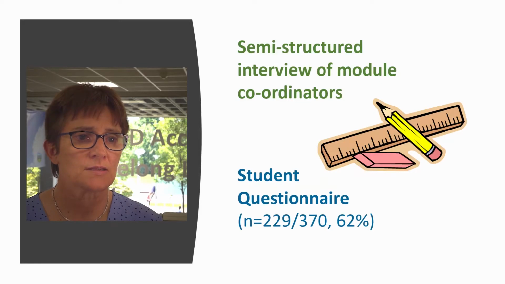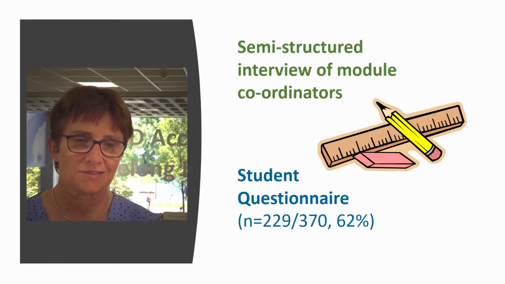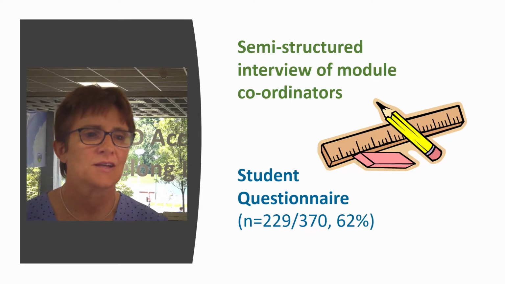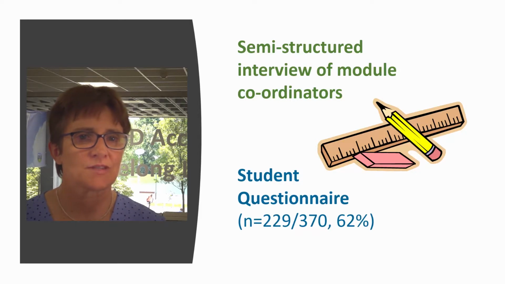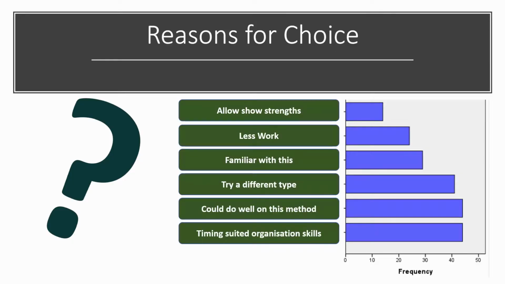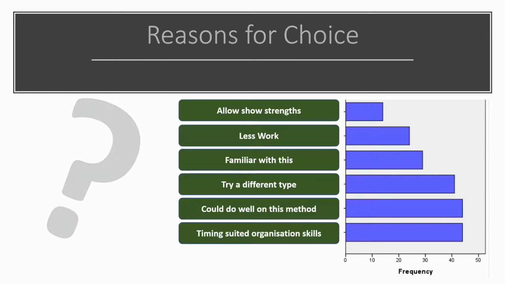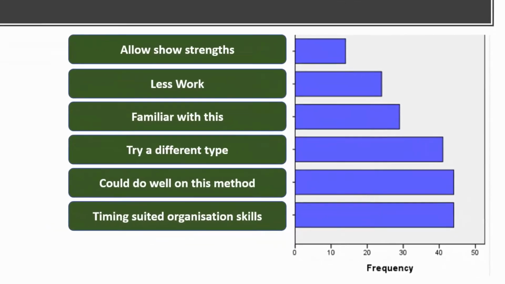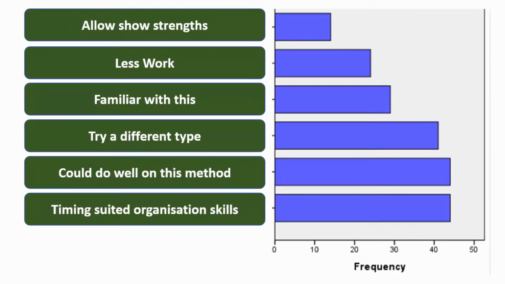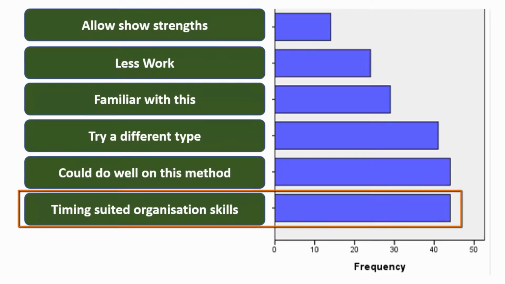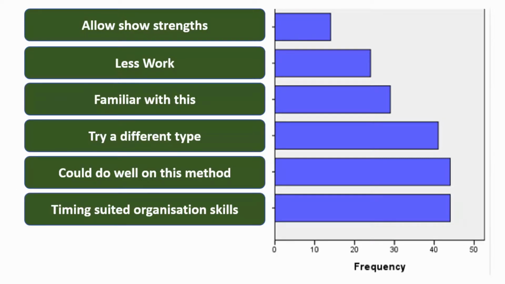So we investigated it after the staff had done it and the students had done the work. We interviewed the staff and we sent a student questionnaire. And what we found with the choice of assessment project was there were a couple of reasons why students chose the different assessment methods, and this in itself was interesting. Interestingly, the most common, which is the one at the bottom in this graph, is that the timing of it suited my organisation skills. So some of the projects had a more organised structure, and a lot of students went for it because of that, which is interesting in itself.